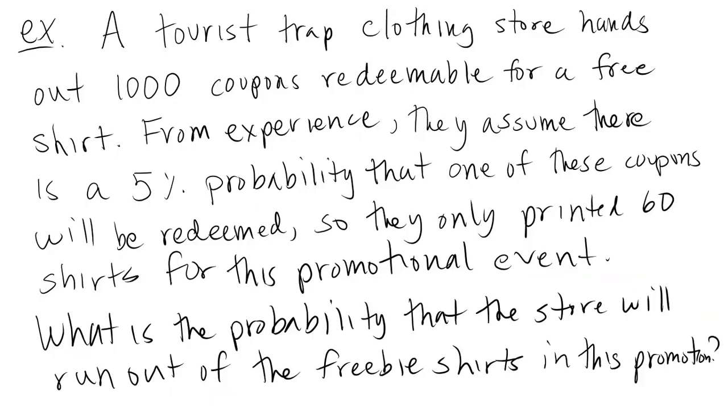A tourist trap clothing store hands out 1,000 coupons redeemable for a free shirt. They're trying to bring people into the store, so they comb the beach and they hand out these coupons to the tourists, hoping to get them into the store. From experience, they assume there is a 5% probability that one of these coupons will be redeemed, so they only printed 60 shirts for this promotional event. 5% of 1,000 is 50, so they built in a little extra buffer. They printed 60. But it is possible that that's not enough shirts.